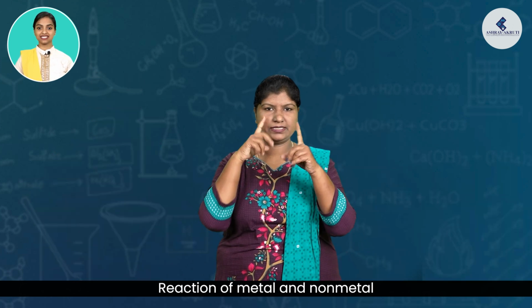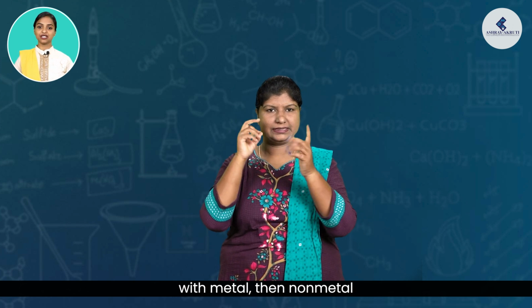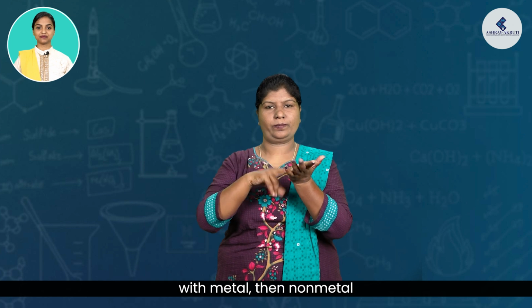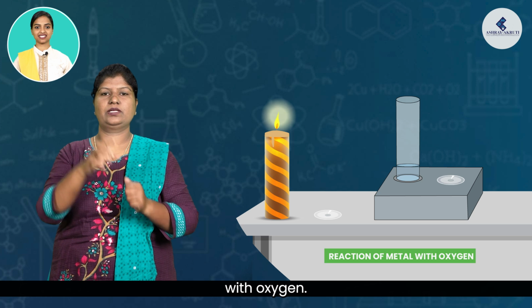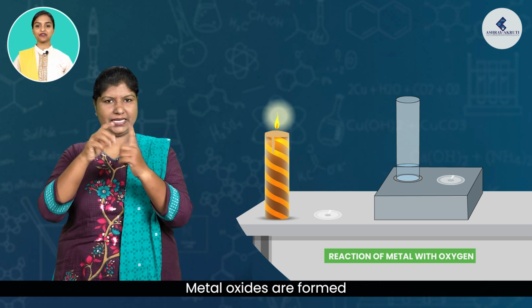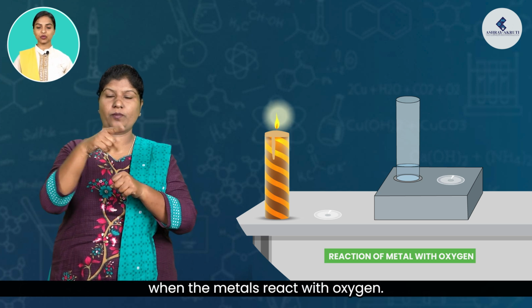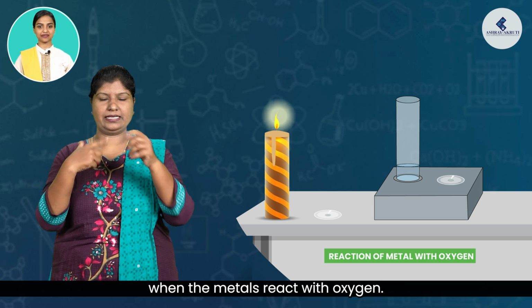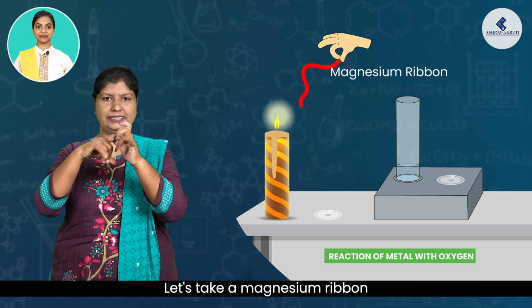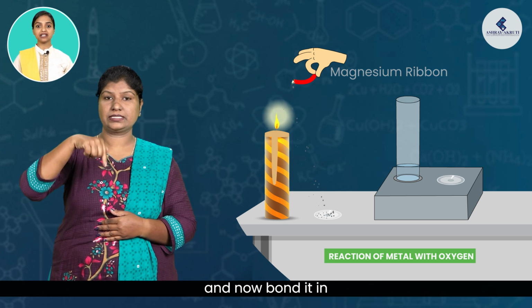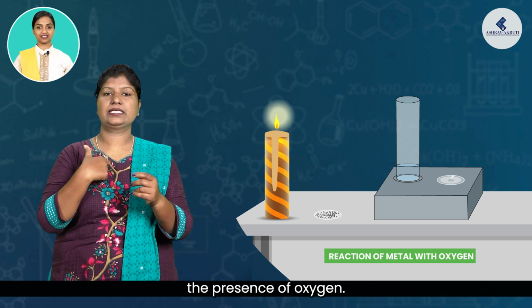Reaction of metal and non-metal both with oxygen. First, we'll know about the reaction with metal, then non-metal. Reaction of metal with oxygen. Metal oxides are formed when the metals react with oxygen. Let's take a magnesium ribbon and now burn it in the presence of oxygen.